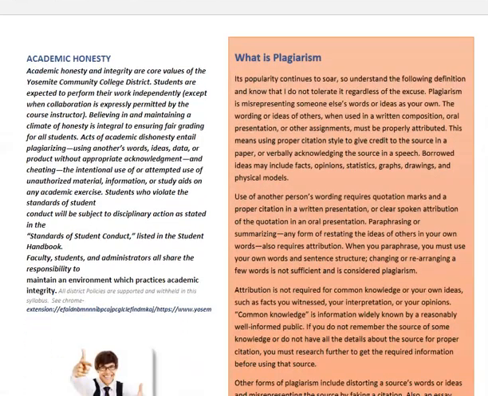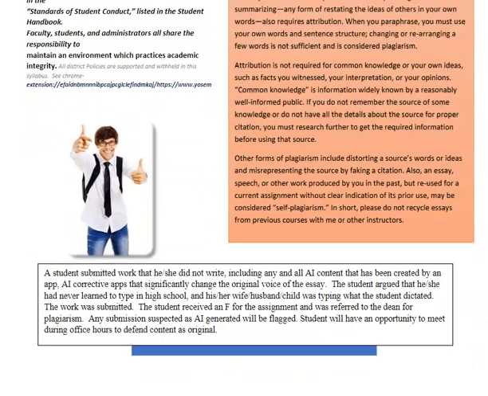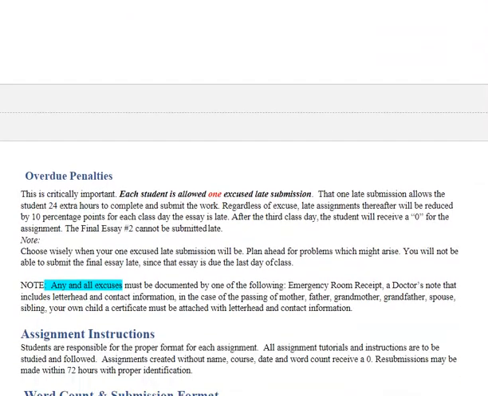Explaining what the district requires. This is plagiarism. This is important information that's regarding AI content. Overdue penalties. You're allowed 1 late submission. Once again, we want to pay attention to that privacy policy. I do not need to know why you need that 1 late submission. I believe you. There's nothing you can tell me that I don't believe.